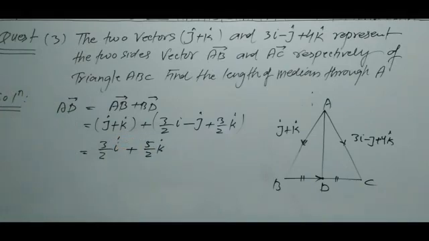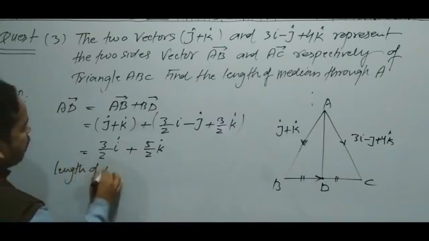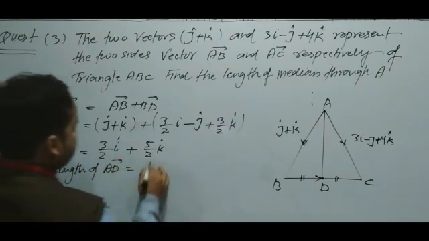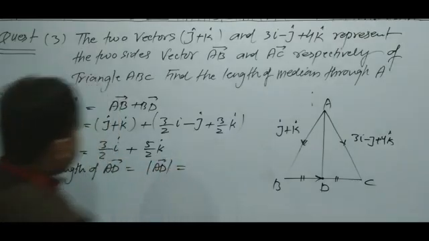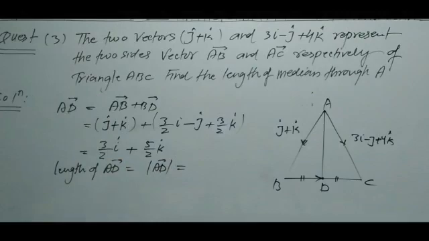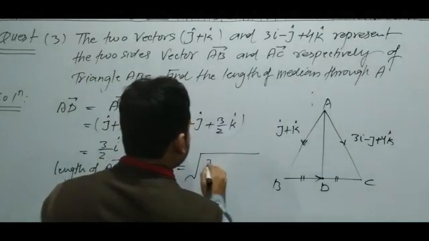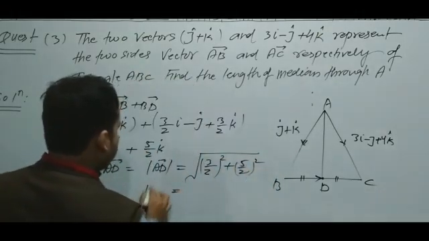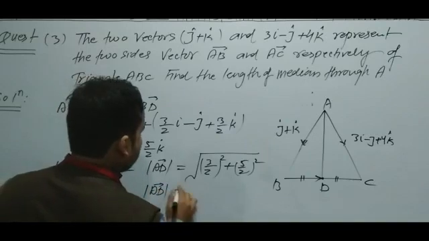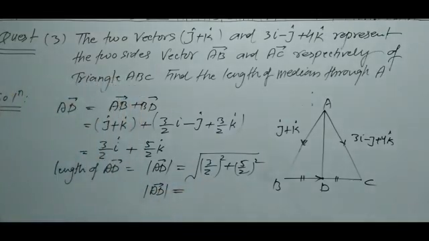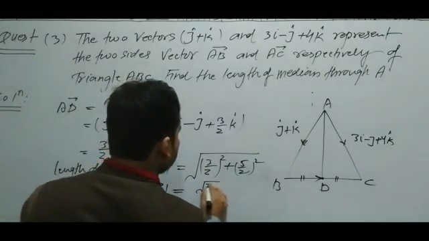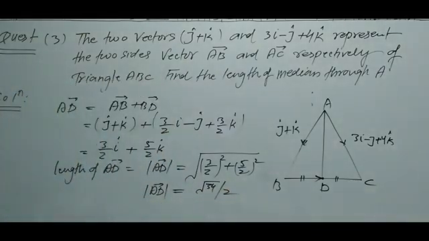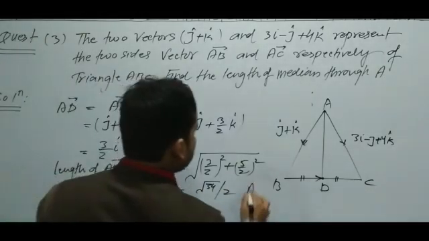Now the length of AD, mod of AD, means the square root of 3 by 2 whole squared plus 5 by 2 whole squared. That is the square root of 9 by 4 plus 25 by 4. So 25 plus 9 is 34 by 4, which means root 34 by 2. This is the answer.